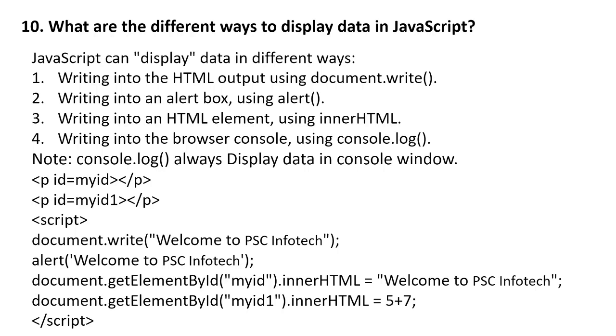What are the different ways to display data in JavaScript? JavaScript can display data in different ways: writing into the HTML output using the document.write method, writing into an alert box using the alert method, writing into an HTML element using the innerHTML property, and writing into the browser console using the console.log method. Remember, console.log always displays data in the console window.